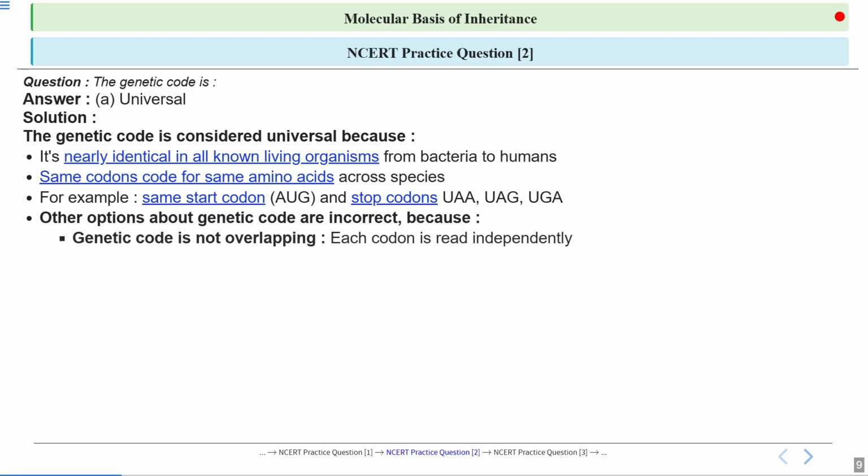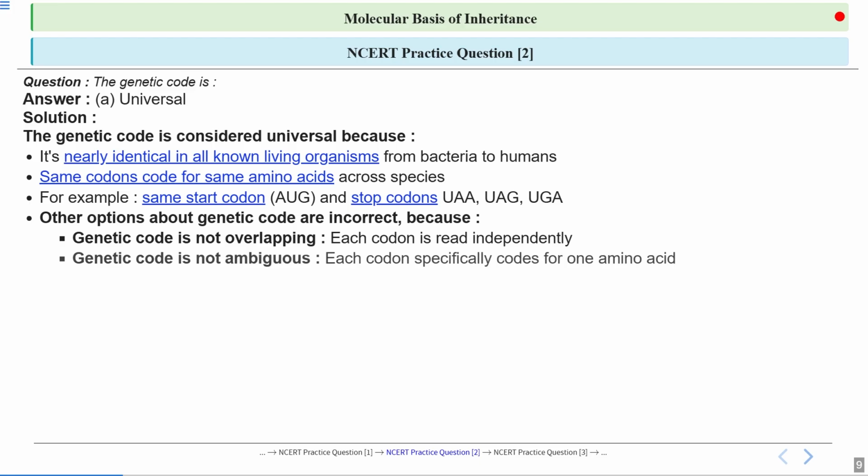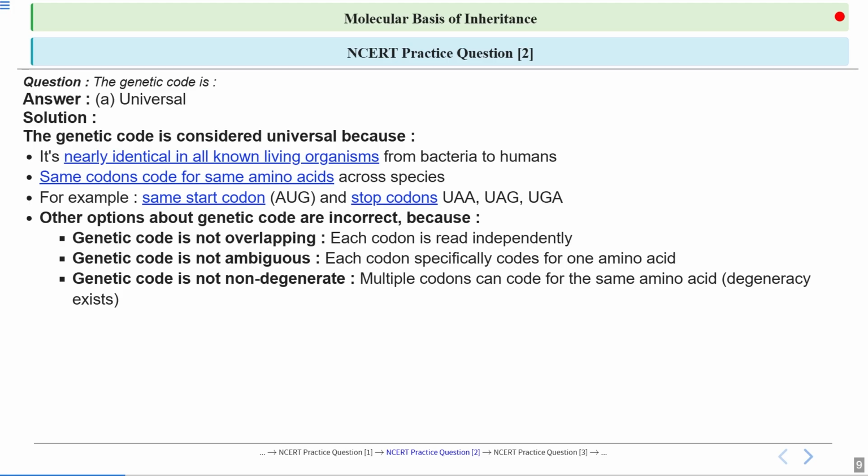Other options are incorrect here because genetic code is not overlapping. Each codon is read independently. Genetic code is non-ambiguous, meaning each codon specifically codes for one amino acid only. Genetic code is not non-degenerate, meaning multiple codons can code for the same amino acid, so degeneracy exists. That's why we have 64 codons, but the amino acids coded by them are only 20, because more than one codon codes for the same amino acid.